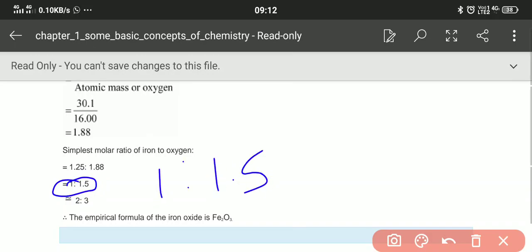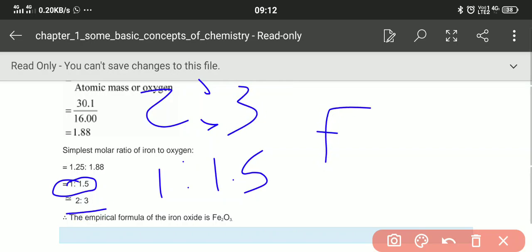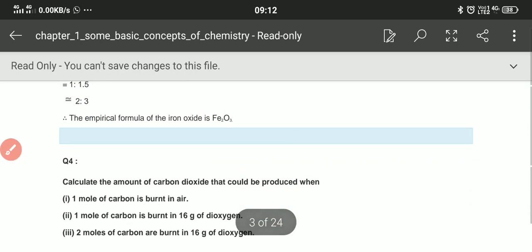Now just double this ratio. 1.5 into 2 is 3, so we have 2 to 3. So Fe is 2 while oxygen is 3. So we get the formula of that compound by this method.